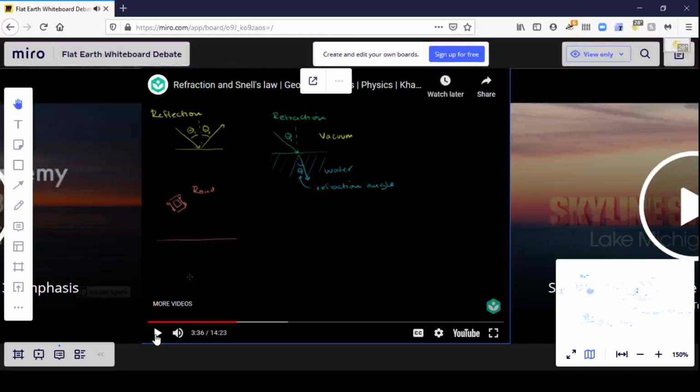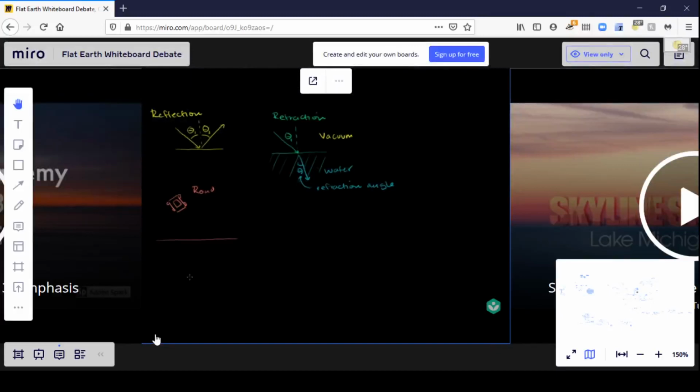An interface? Well, road becomes mud. I don't think that's called an interface. I think that's called a transition. Yeah, it's a transition, dude.